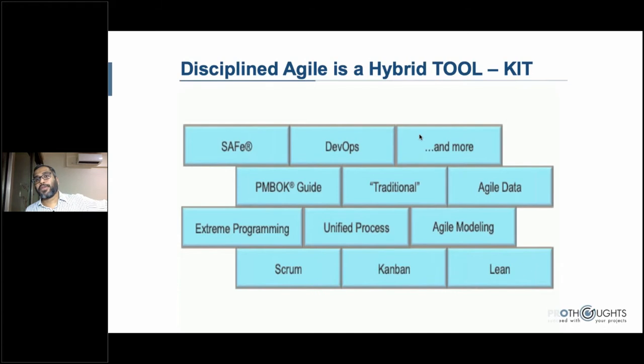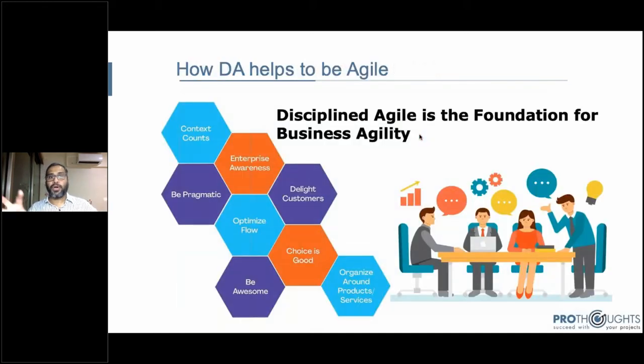So when I talk of PMI ACP, it's a lot about practices. Disciplined Agile is a toolkit. That's the essential part of Disciplined Agile. My purpose is not to get into the principles of Disciplined Agile, but there are 8 principles, and these 8 principles connect with each other to deliver value for the business.